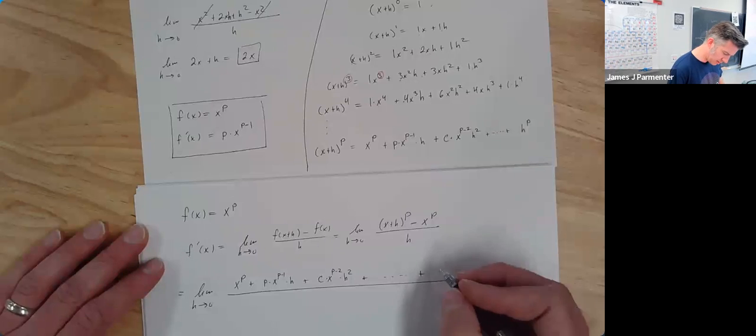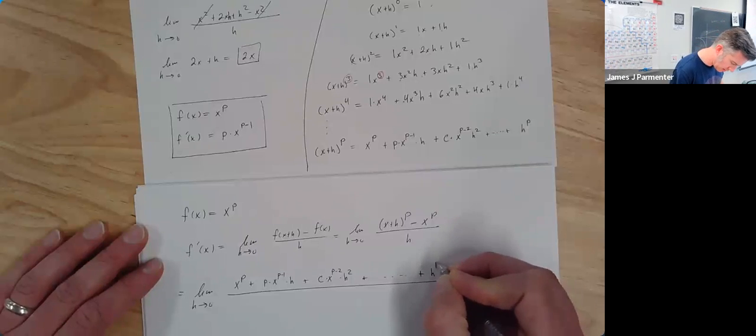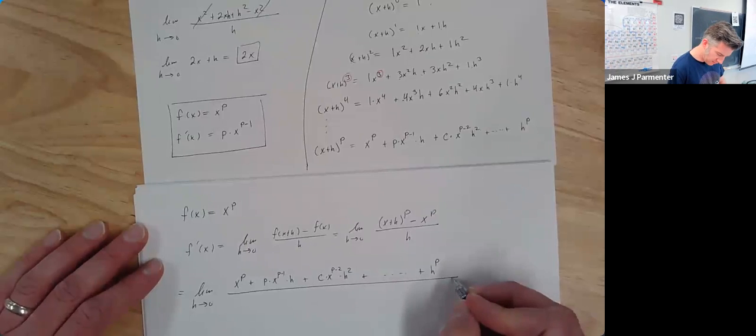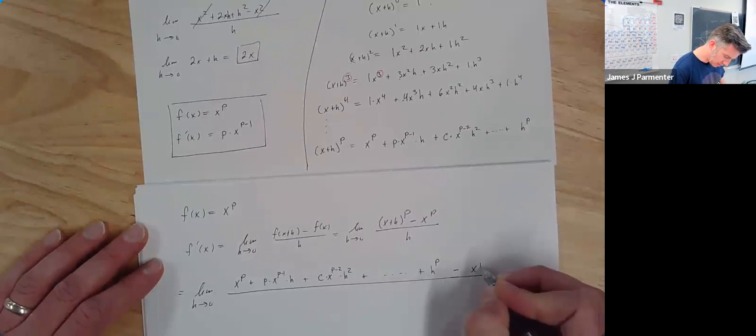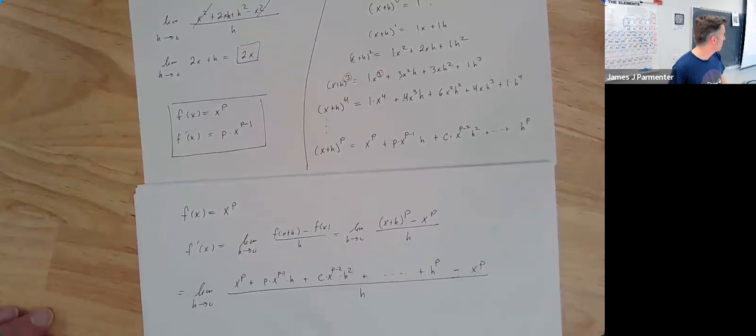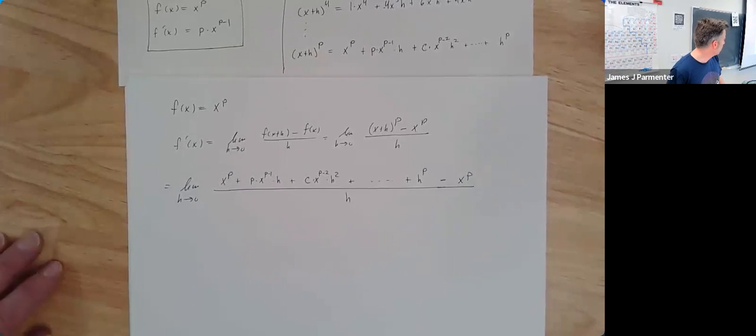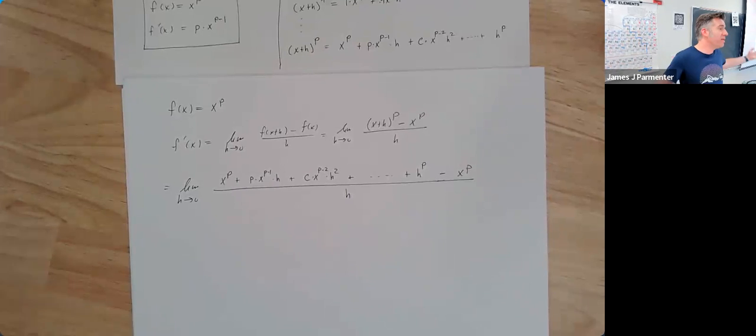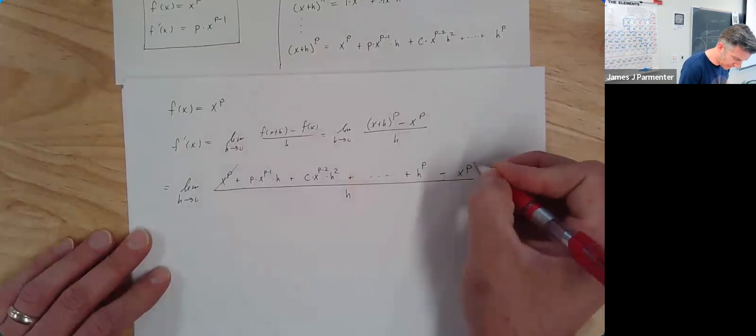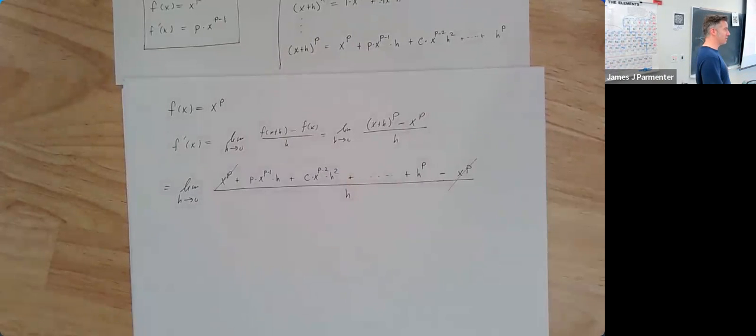And I didn't make a mistake. That's fine. I did not make a mistake. H to the p. And then finally, minus x to the p, all over h. Okay, great. Everybody, what can I cancel? What's the only thing that I can cancel? Yeah. Or as I would say, the non-h terms. Everything that didn't have an h canceled. Everything left has an h.